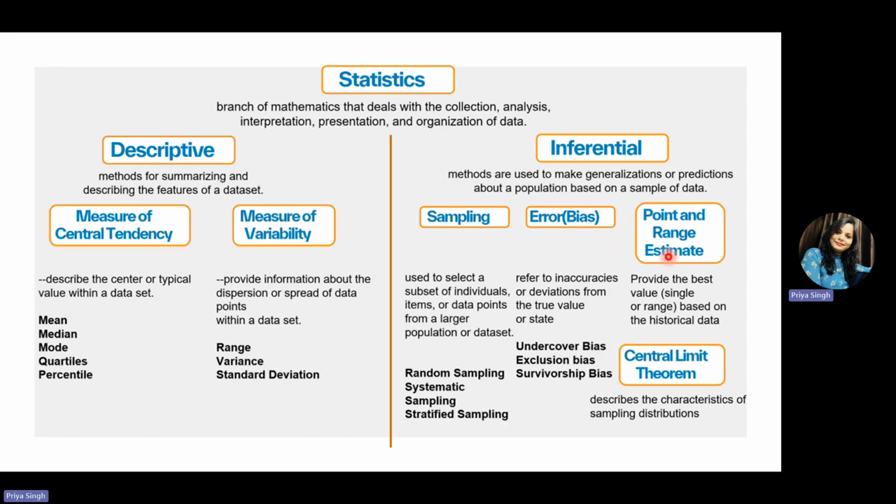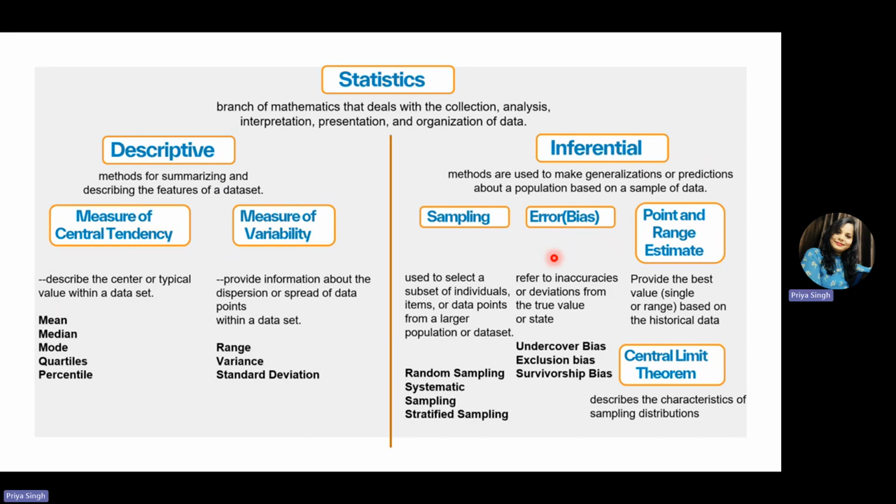Okay, so let's talk about inferential statistics or methods. These methods are used to make generalizations or predictions about a population based on a sample of data. When you do all this, specifically how we select a sample from a larger population and the common errors that can affect our data. So let's study how we take samples, what the possibilities of errors and bias are, what point and range estimates are, and what the CLT, the central limit theorem, is, the most important and widely asked.